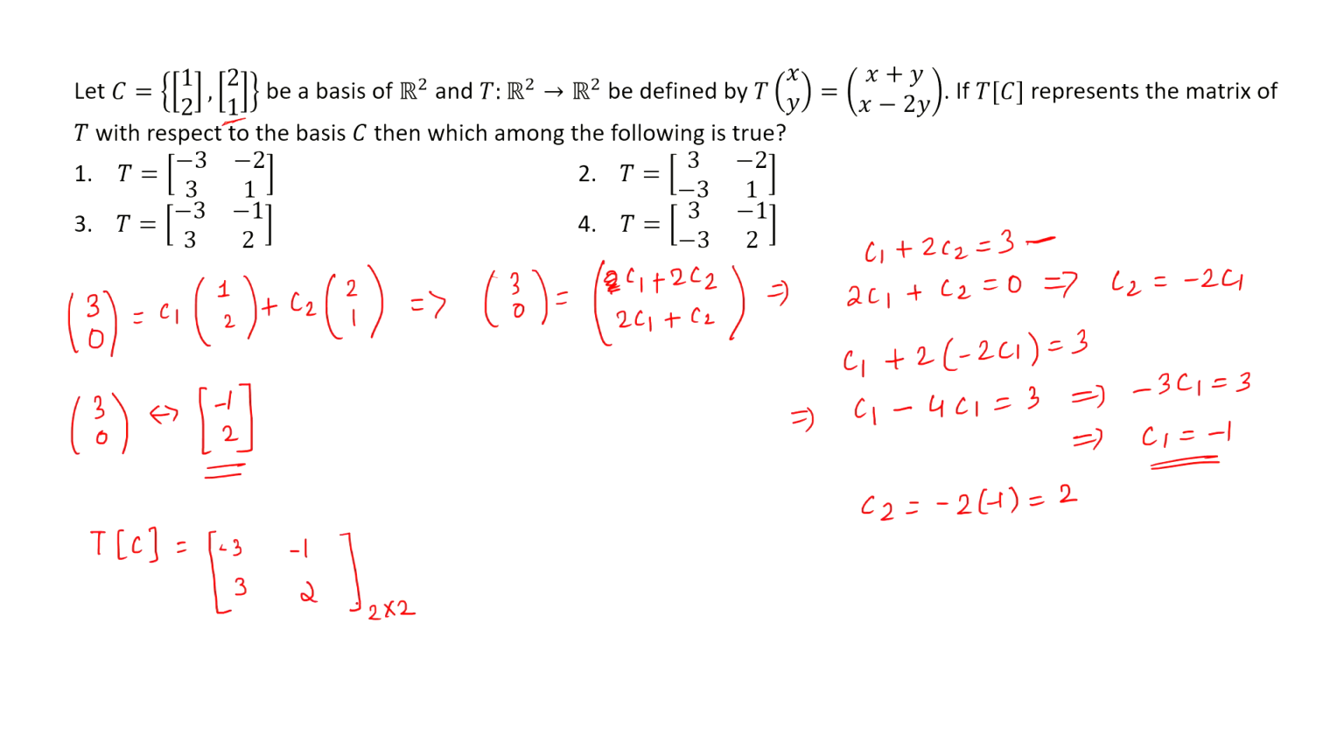So this is the matrix representation of T with respect to C. The first column is the coordinate representation of the image of (1,2) with respect to C, and the second column is the coordinate representation of the image of (2,1) with respect to C. This is similar to option number 3. So option number 3 is the correct answer.